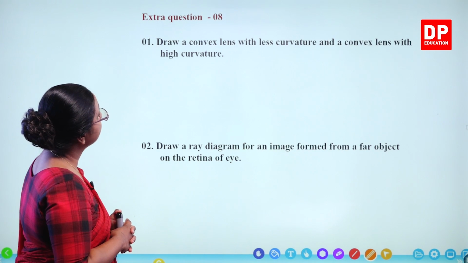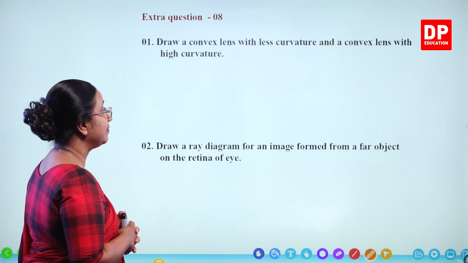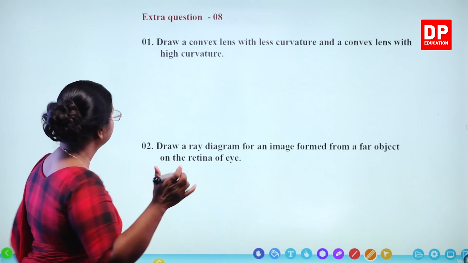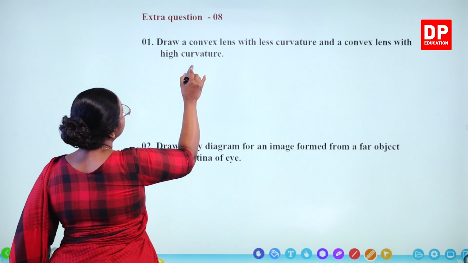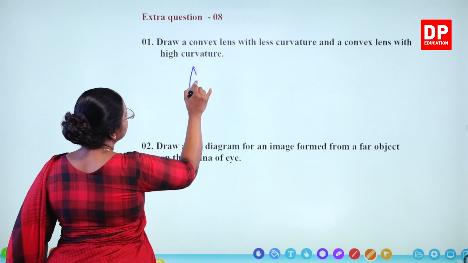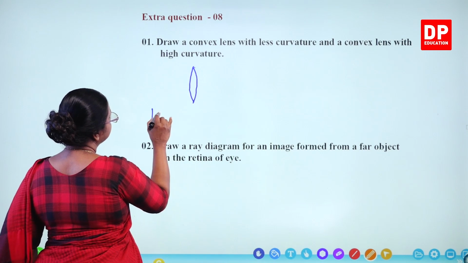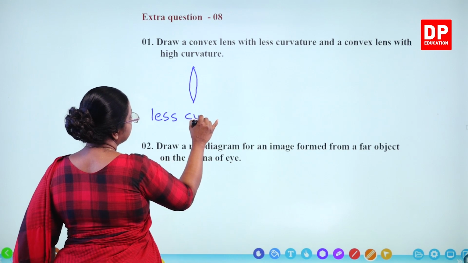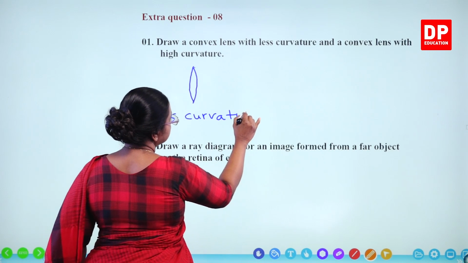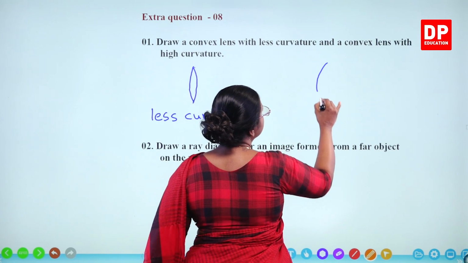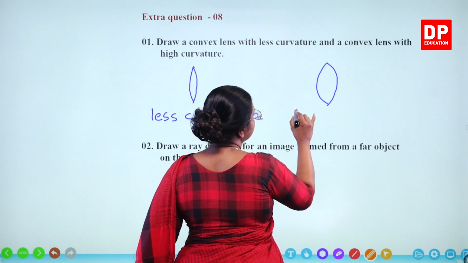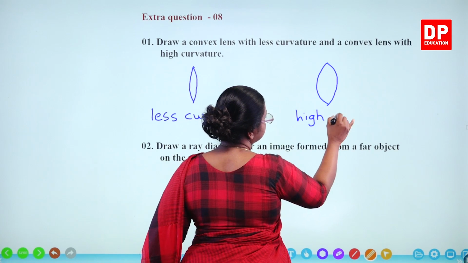Draw a convex lens with less curvature and a convex lens with high curvature. That is something you can easily do. Less curvature, so the lens has to be thin like that. Less curvature. And here, this is with a high curvature.